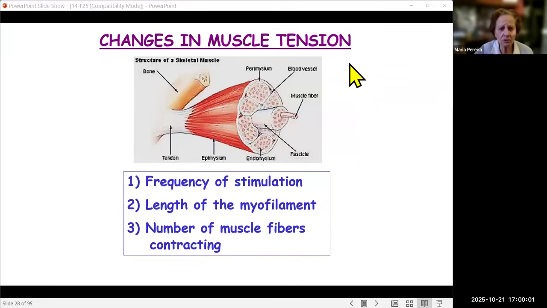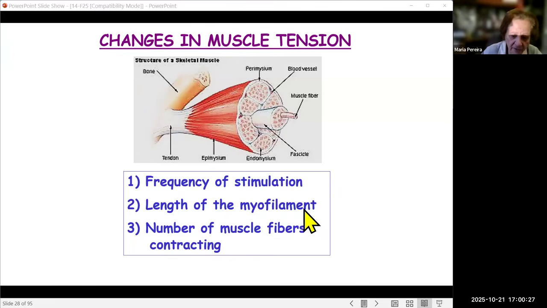Okay, so what controls the strength of the tension that is developed by a muscle? So you have here three different factors. The frequency of stimulation, what does that mean? How many stimuli are applied per minute, let's say.